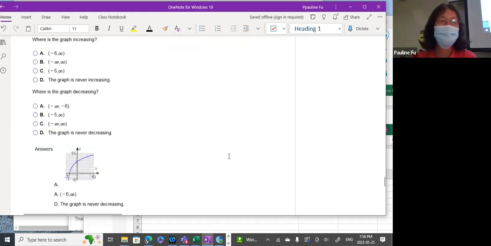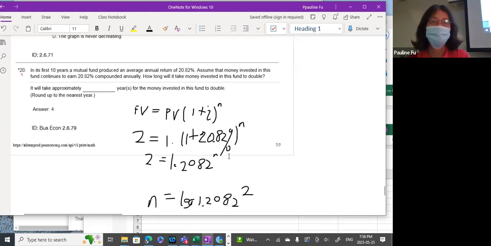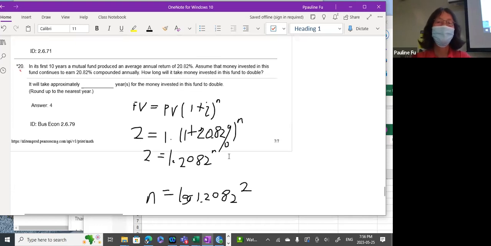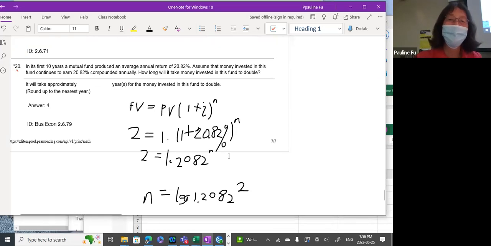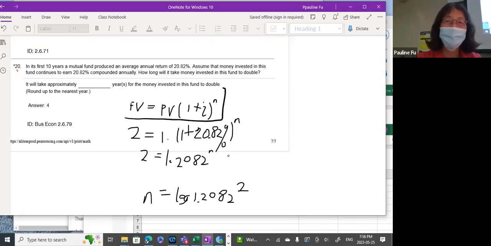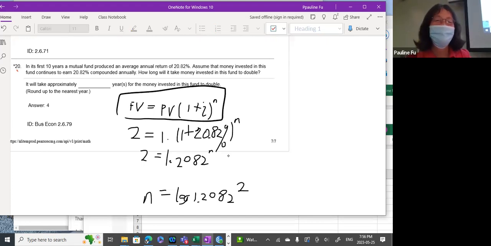Questions? Okay, last question, question 20. Again, question 20 is financial mathematics. If you are going to use a compound interest formula, this is the formula for future value. Okay, let's see the question.